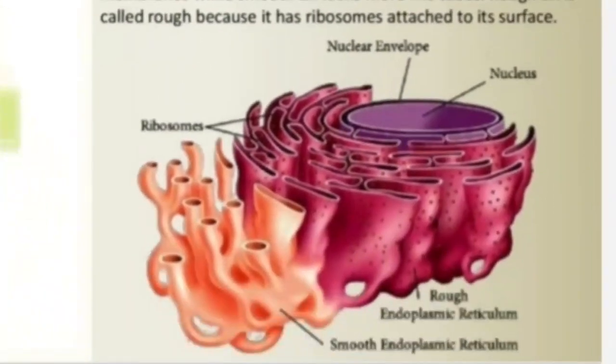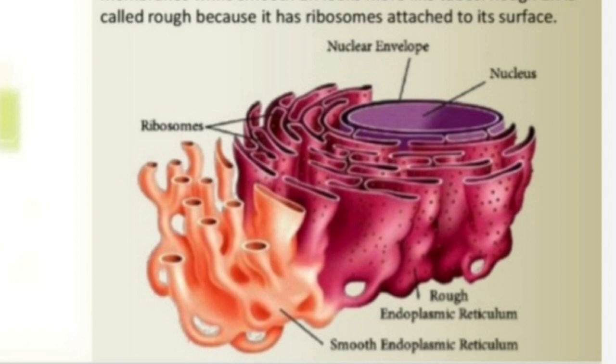See here, this is the rough endoplasmic reticulum. In this, these small dots represent the ribosomes. These ribosomes on the surface of the endoplasmic reticulum make it the rough endoplasmic reticulum, and this is the smooth endoplasmic reticulum, where ribosomes are absent from its surface.